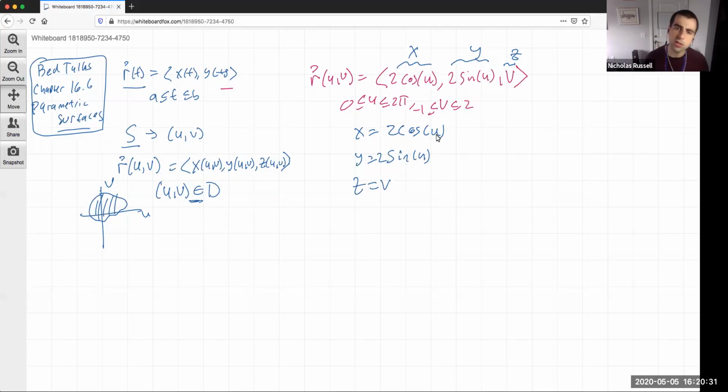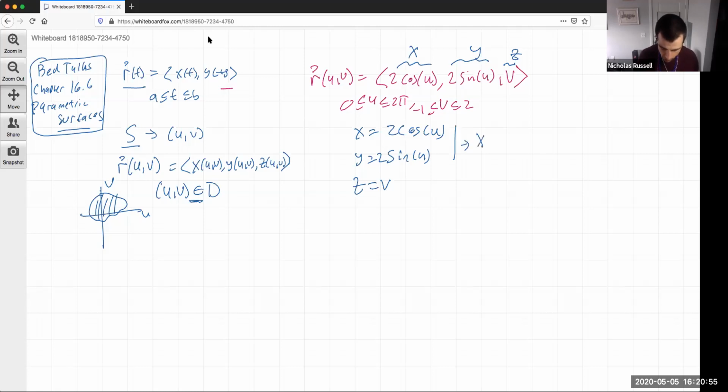Now, if I see this cosine of u and sine of u, maybe think about this parameter being theta, right? This u being theta. And what we can think about is, if I want to try to combine x and y, I see trig functions, and I go, oh, okay, maybe I want to square them and add them, because that's a very common technique we like to do, right?